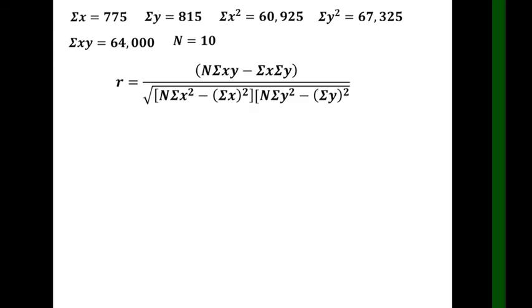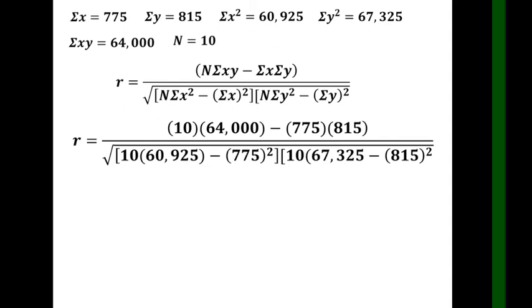So this is our formula that I presented to you a while ago, and these are our given. So on your calculator, just follow this. No? Kung ano yung pagkakasulat niya, open parenthesis 10 close parenthesis, open parenthesis 64,000 close parenthesis, minus open parenthesis 775 close parenthesis, open parenthesis 815 close parenthesis, and you will get 8,375. Or, kung gusto niyo naman, pwedeng multiplication sign na lang siya dito sa gitna. Okay? Pwedeng open parenthesis 10 times 64,000 close parenthesis minus 775 times 815 close parenthesis.